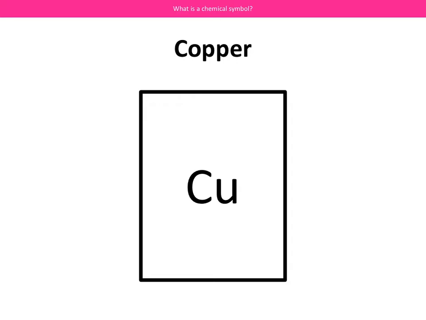So copper, for example, the symbol Cu comes from the Latin name for Cyprus, which is where a lot of copper was mined during a particular part of history.